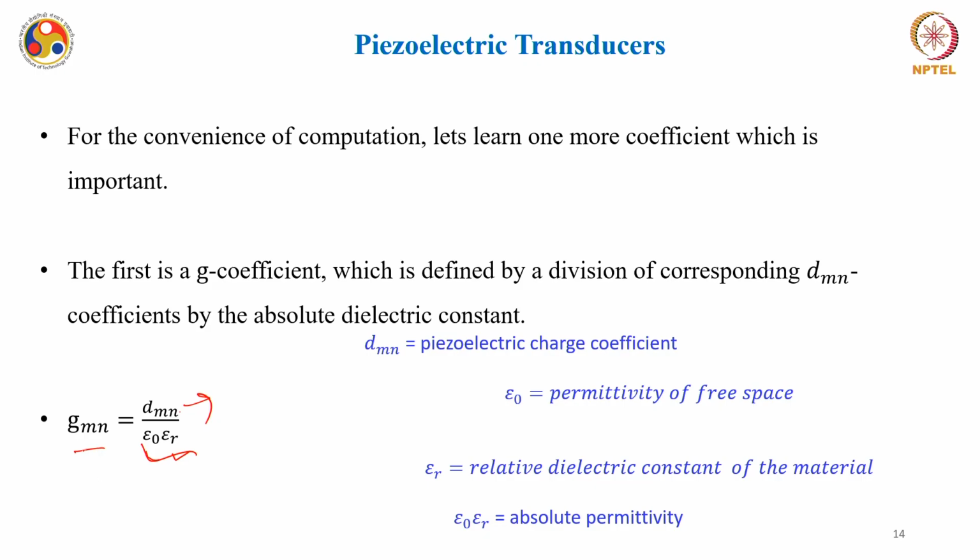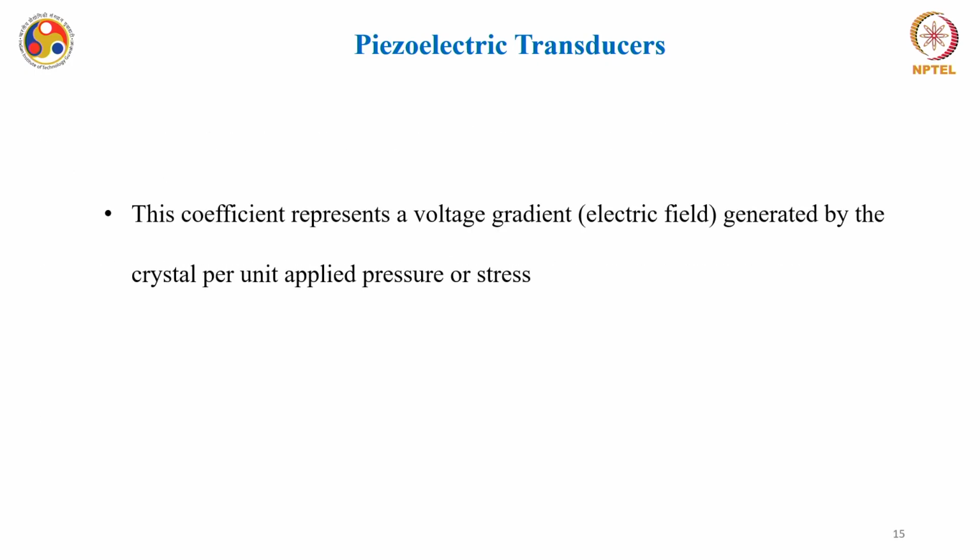Now, to differentiate between them based on their definition, I am calling this Dmn the piezoelectric charge coefficient in place of piezoelectric coefficient. So Dmn is now called the piezoelectric charge coefficient. Gmn is a new term that we have introduced, and this coefficient represents a voltage gradient, or basically the electric field generated by the crystal per unit applied pressure or stress.